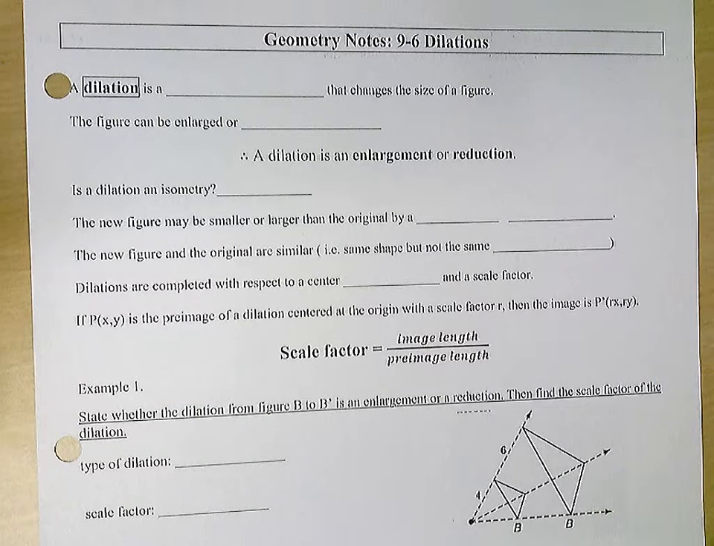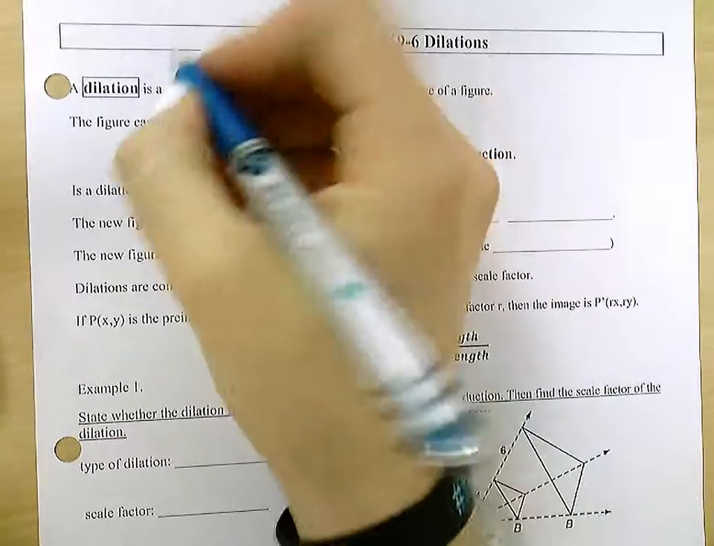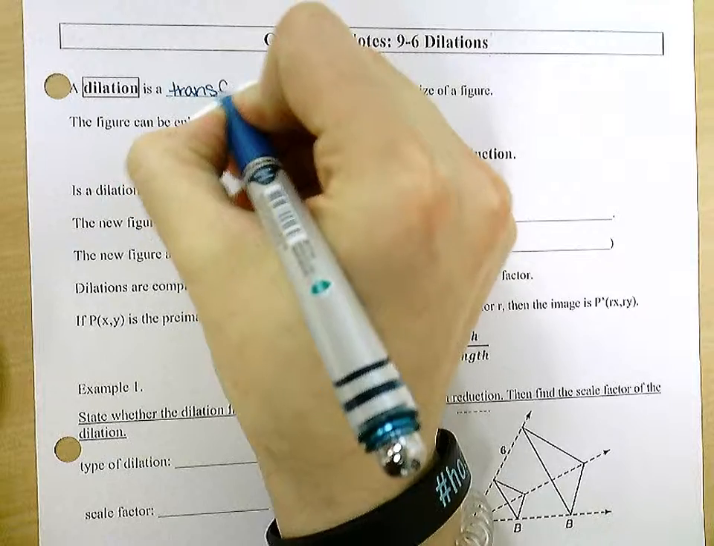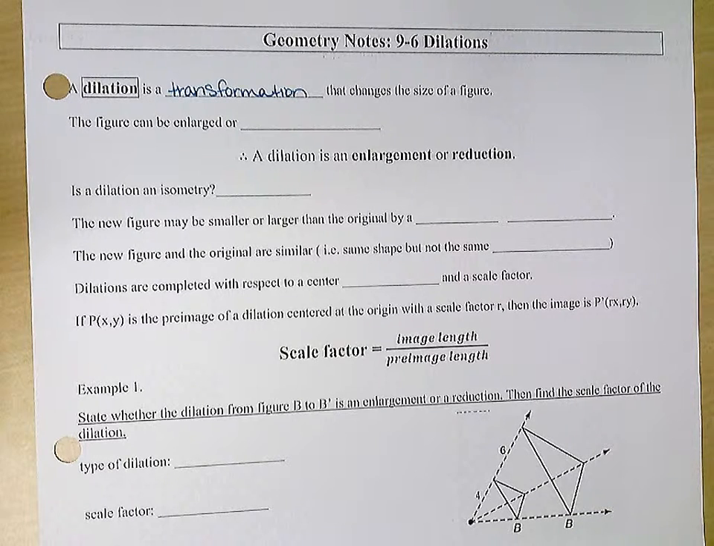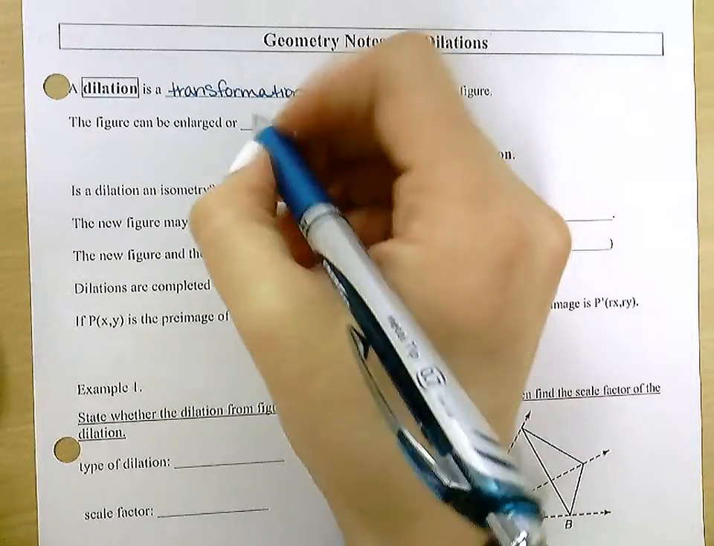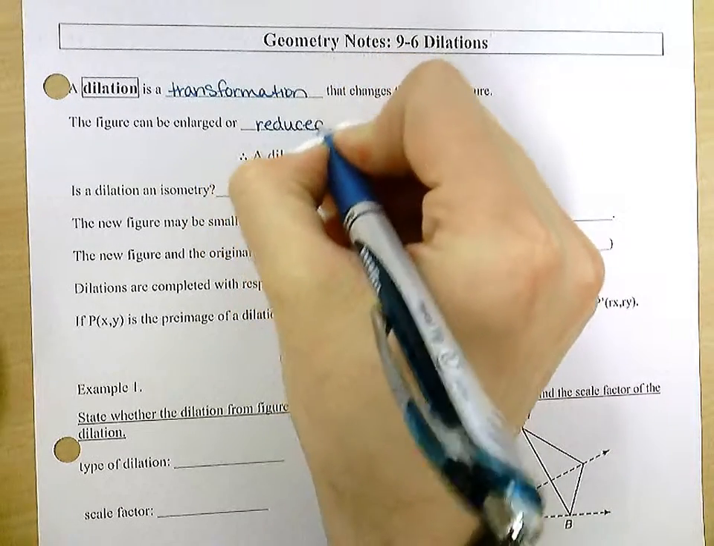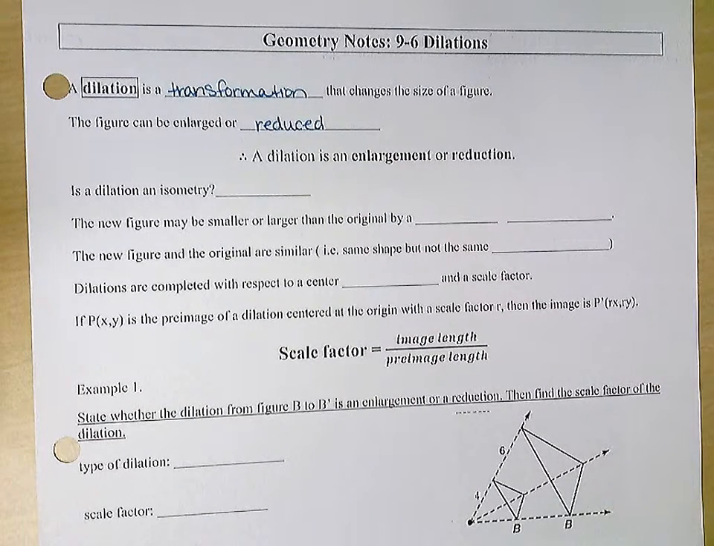In chapter 7 with our ratios and our scale factors, stuff like that. So we're kind of coming back to that today. A dilation is a transformation that changes the size of a figure. Okay, so we still have this transformation just like we had our other transformations before. In a dilation, the figure can be enlarged or reduced. Therefore, a dilation is an enlargement or a reduction.